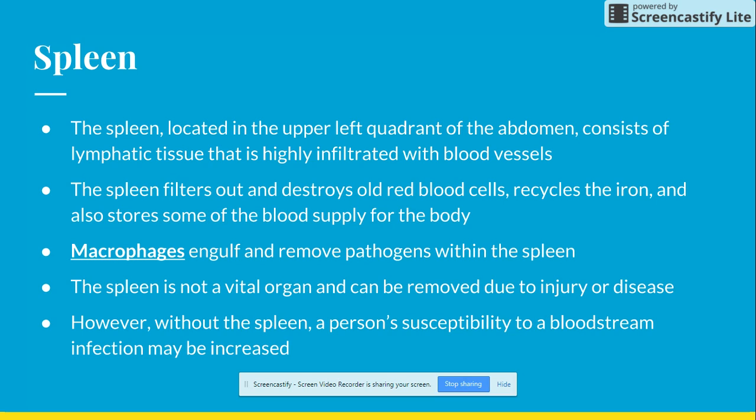The spleen is also not a vital organ. It can be removed, and it's okay. You're going to live. It does make you more susceptible to bloodstream infections, though. So if you never have an infection in your blood, then you're fine. But if you do, you may have a harder time getting over that if you don't have a spleen.